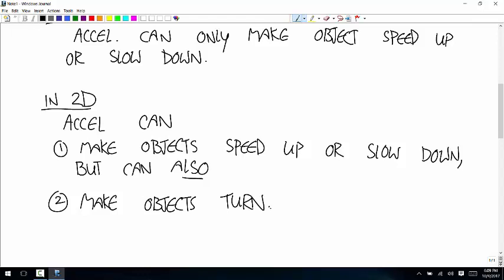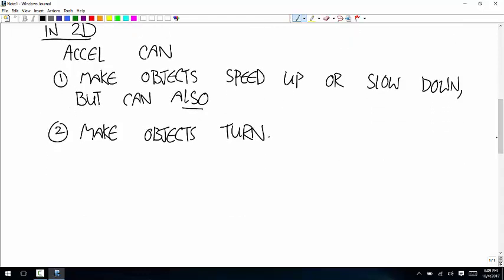And for any acceleration vector, there's part of the acceleration vector that's making the thing speed up or slow down. And part of that acceleration vector is making it turn. And those two parts are each vectors, and you add those two vectors together and they give you the total acceleration. So I'm going to give you a way to sort of visualize this.